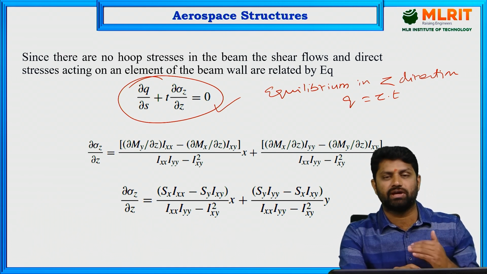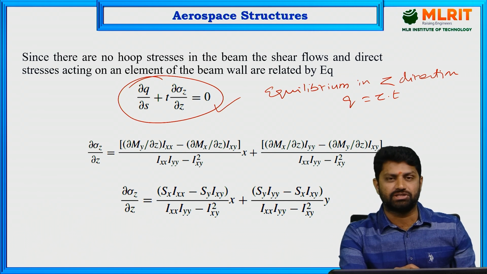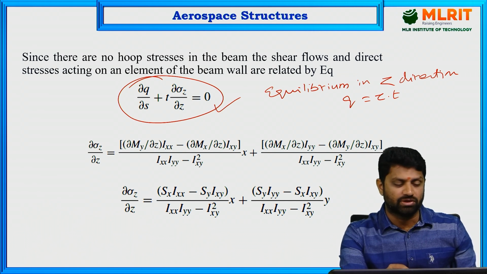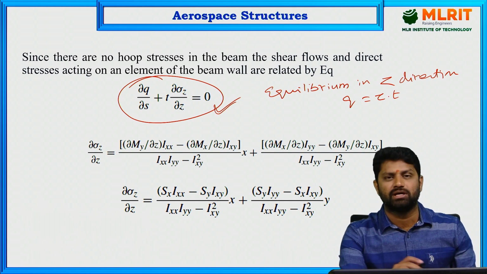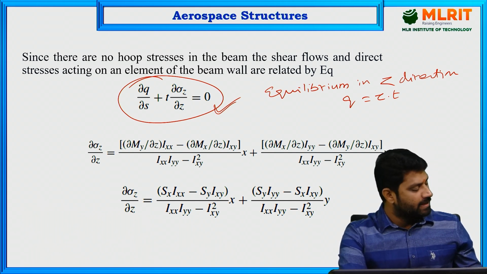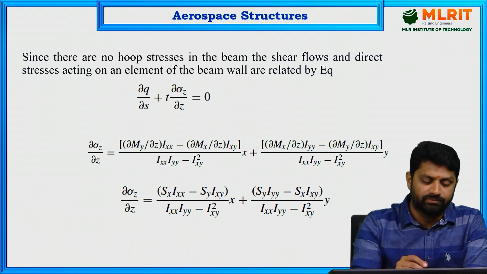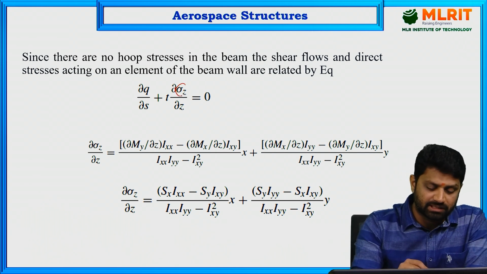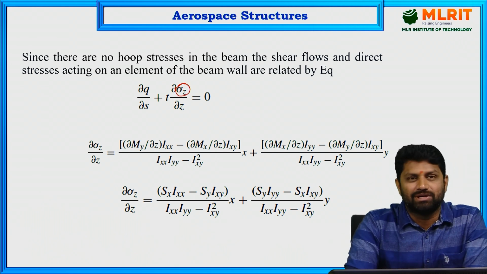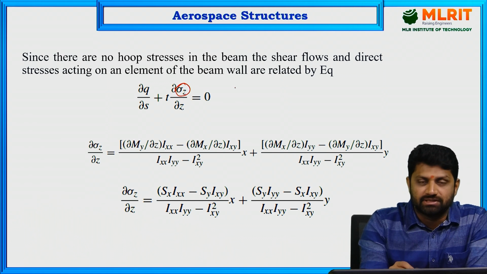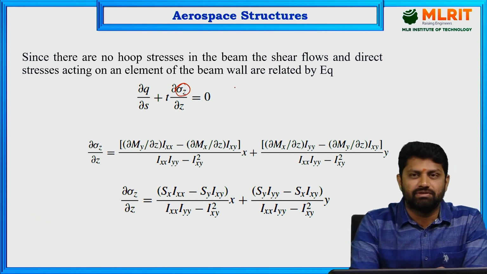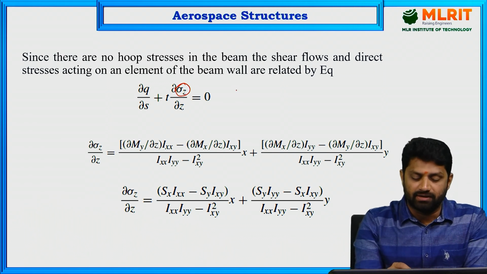So to start with the shear flow in open section beam derivation, the first equation we have to write is nothing but this equilibrium equation in z direction, directly from the previous session. Now, it's very important: it's nothing but sigma z. Now what is sigma z? If you try to remember, sigma z is the direct stress distribution that we have seen in the unsymmetrical bending.